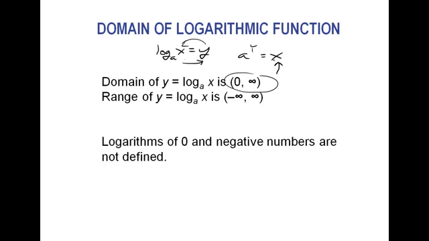It's also why we can't have negative numbers, because if a is a positive number, how can we take a positive number and raise it to any power and get a negative number? Okay, so that's why your domain is 0 and above. And then your range is everything.